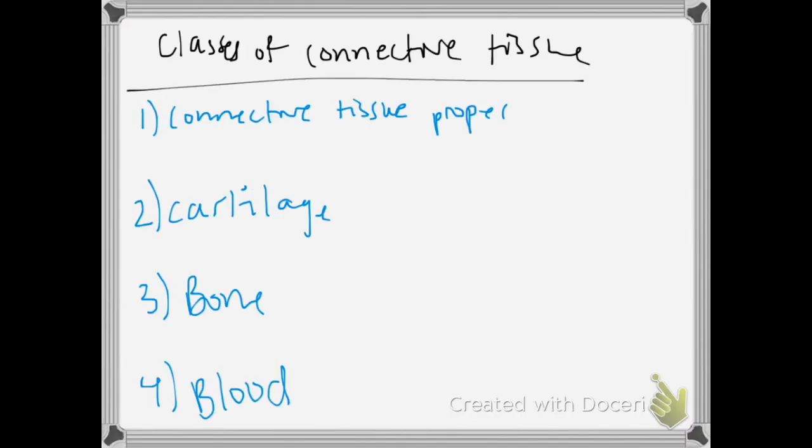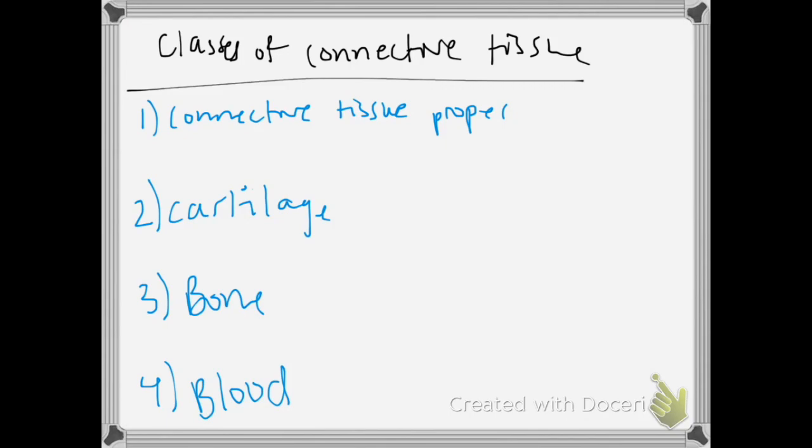So we're going to move into connective tissue. We just finished epithelial tissue and that basement membrane and glands. Now we're going to move into connective tissue. So the first thing we want to talk about are the classes of connective tissue. Our four classes of connective tissue are connective tissue proper, cartilage, bone, and blood. So 2 B's, 2 C's, that's how you can remember it.